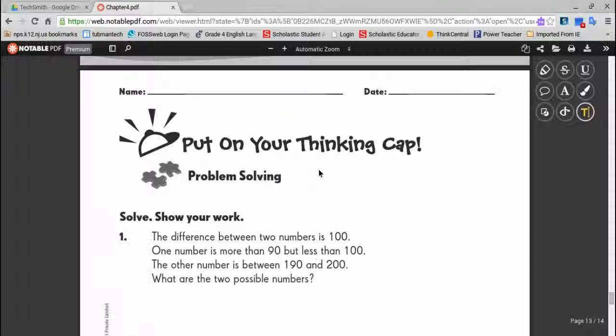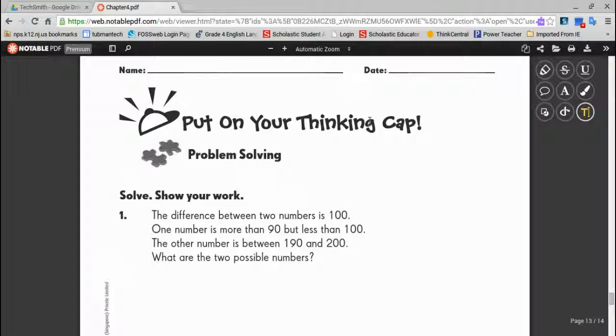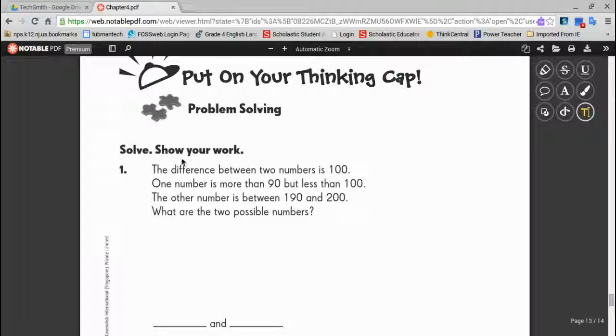Hi everybody, this is page 71. Put on your thinking cap. Problem solving. Solve, show your work.